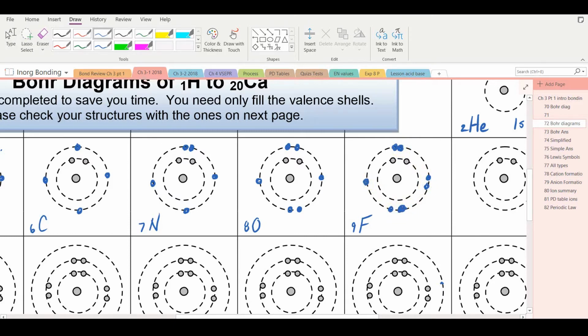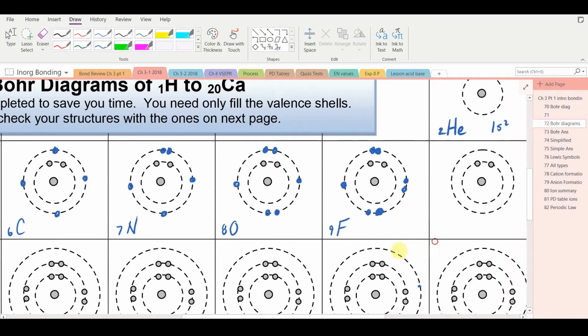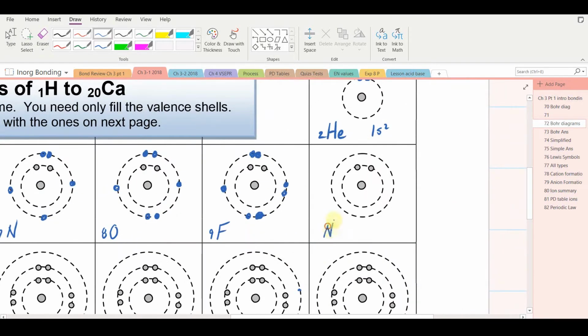Alright, so we have the second shell almost full. When we get to neon with 10 electrons, 2 in the first shell and then 8 in the valence shell, neon is a noble gas. It's unreactive. Electrons will not be gained nor lost. There are no known compounds of neon. It exists as a monatomic atom. Likewise is true for helium.